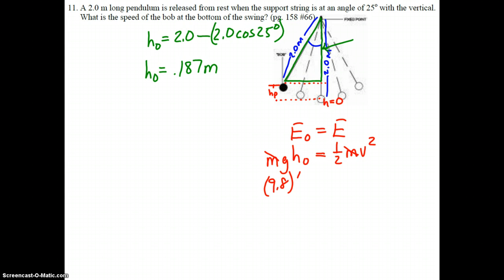Substitute 9.8, 0.187, and one-half v squared. Go ahead and take whatever algebra steps you need to solve for v, remembering eventually to take the square root of both sides. Calculate, pause if you need a moment, and you should get an answer of 1.9 meters per second.